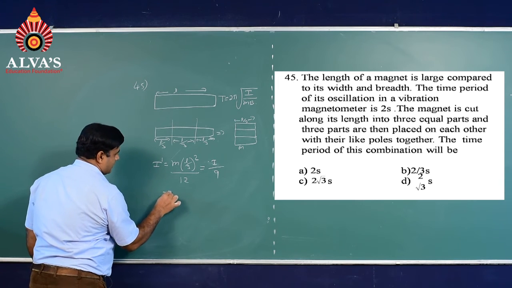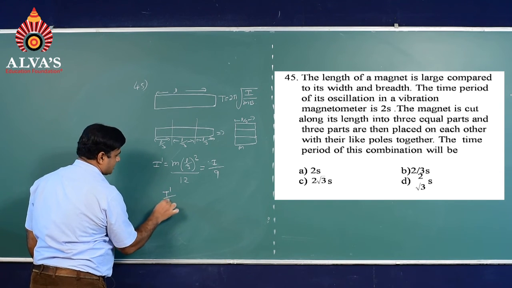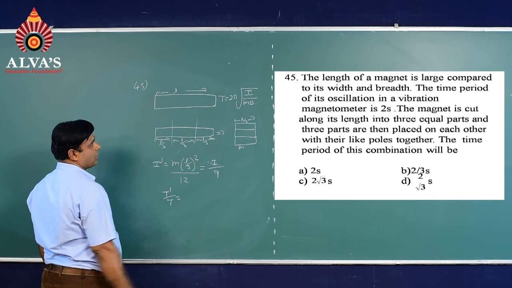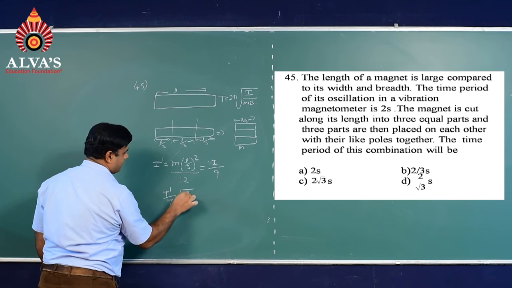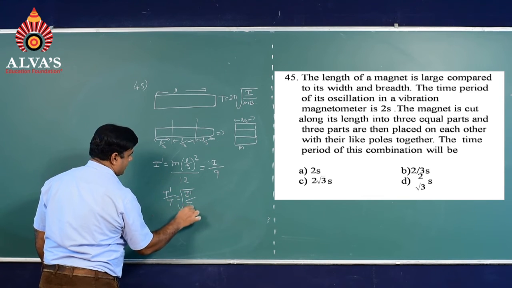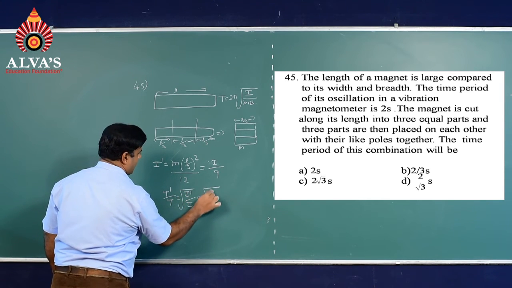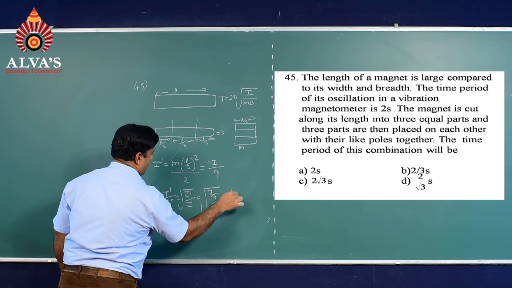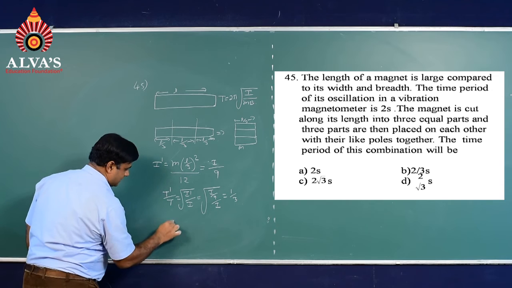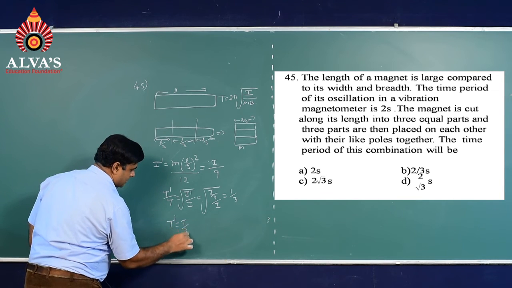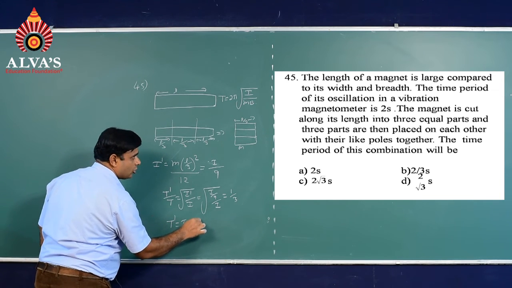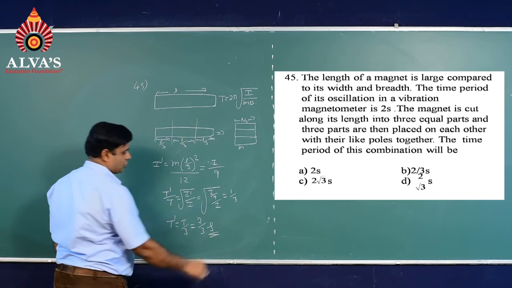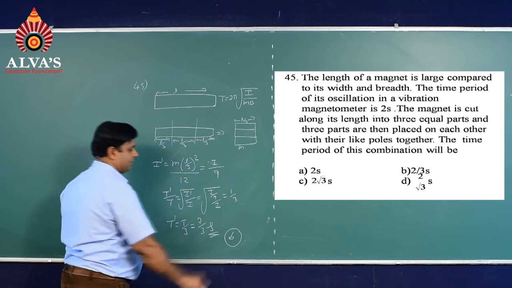So, T dash by T equals root of I dash by I, since m same, B same, 2π same, only variable is I. That is root of (I by 9) by I, which is 1 by 3. This implies T dash equals T by 3, T equals 2 by 3 seconds. So, the answer should be B.